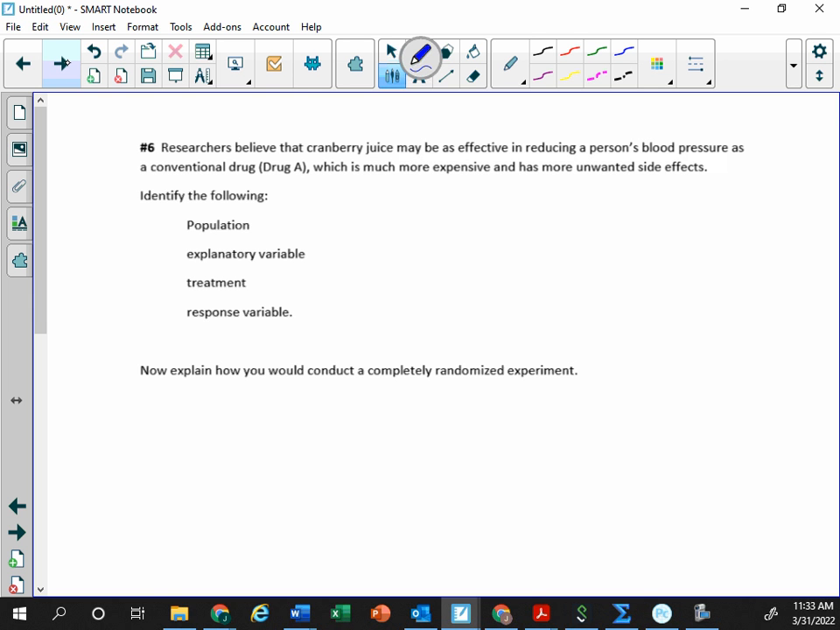So population, that's like the population of interest. Who are we looking at here? Exactly, people with high blood pressure.